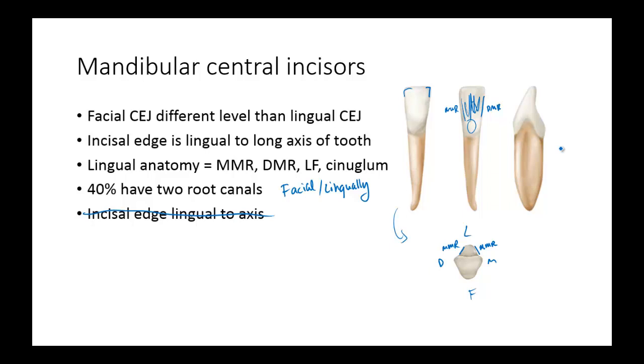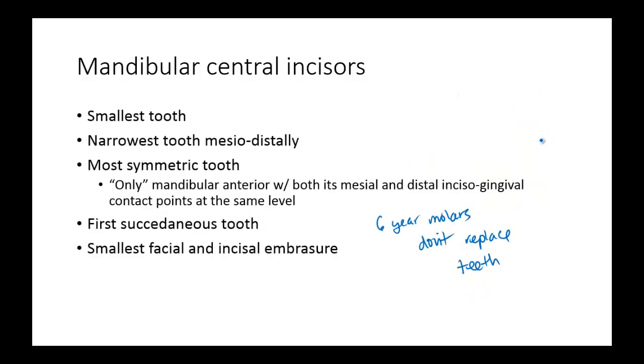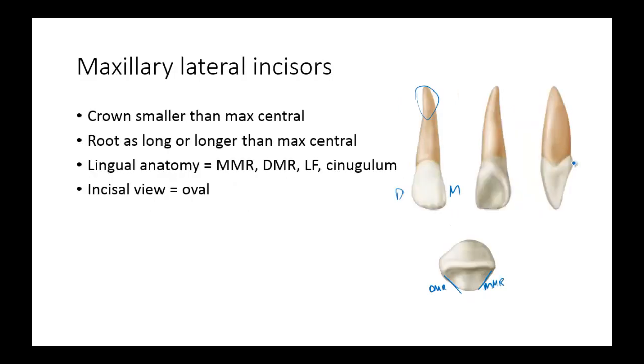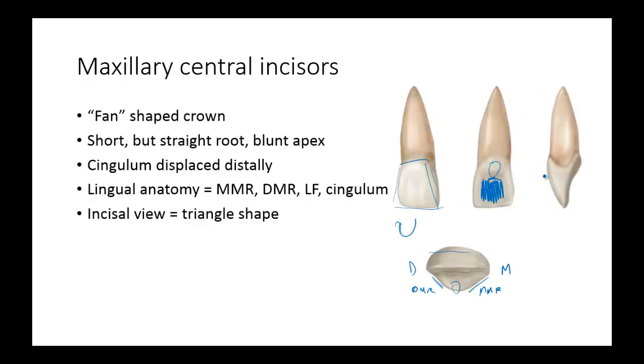Something that we didn't say, did we talk about heights of contour? No. So heights of contour, as we said in the other video, for anterior teeth is going to be in the cervical third for both lingual and facial. So you can see that here, the height of contour is going to be in the cervical third. Here it's going to be in the cervical third. If you look at all the other teeth, the heights of contour is going to be in the cervical third for all anterior teeth.